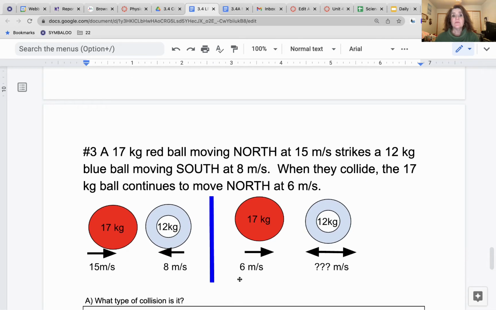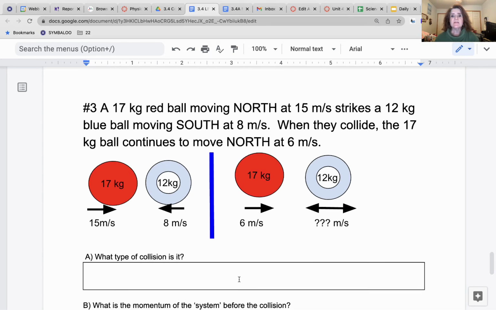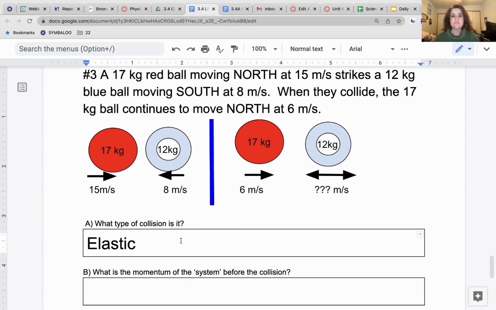Finally, let's look at number 3. Number 3 says a 17 kilogram red ball moving north at 15 meters per second strikes a 12 kilogram blue ball moving south at 8 meters per second. When they collide, the 17 kilogram ball continues to move north at 6 meters per second. What happens to the blue ball? Well, this is an elastic collision because you have 2 objects before and 2 objects after.